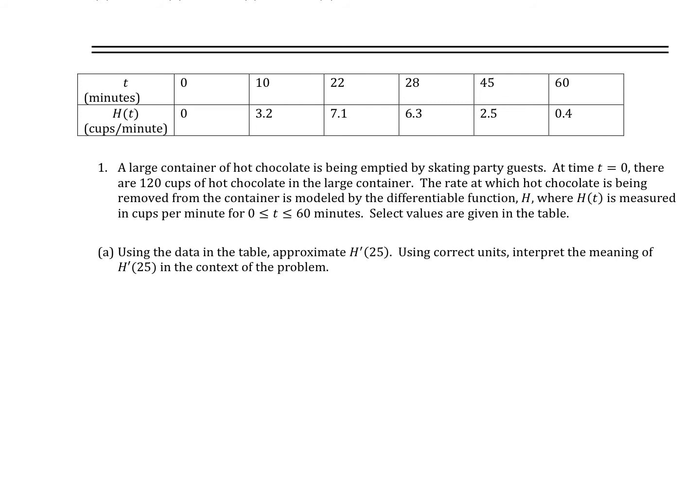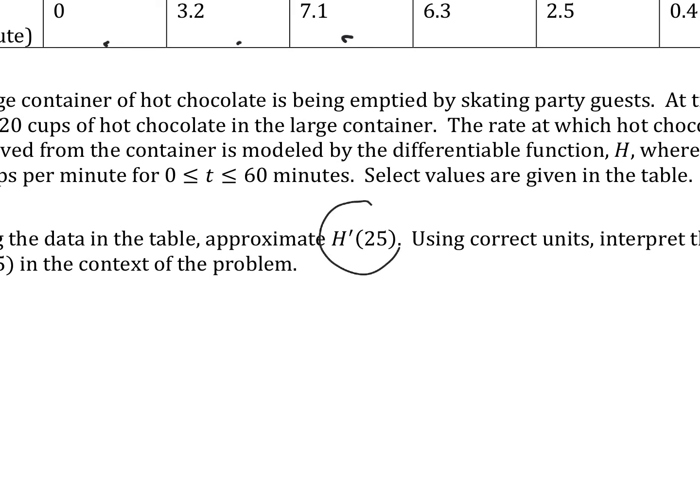And the rate at which the hot chocolate is being removed from the container is modeled by the differential equation H, where H of t is measured in cups per minute. There it is right here. This is a rate. This is a graph of a derivative. It's tracking the rate that the hot chocolate is being emptied for the first hour, 0 to 60. And then A, using the data in the table, approximate H prime of 25.